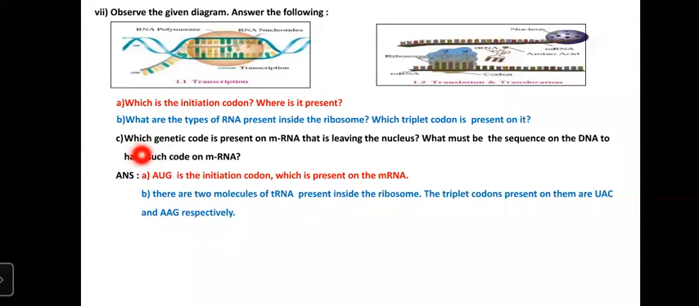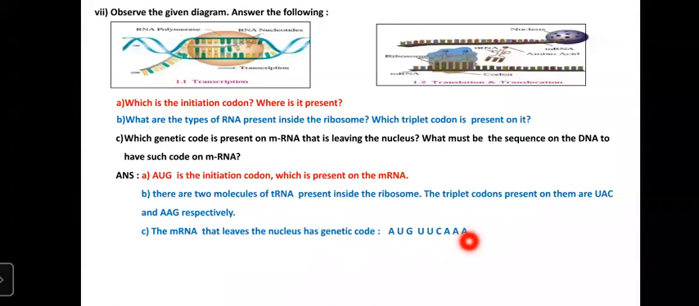Third question, see, which genetic code is present on mRNA that is leaving the nucleus? And what must be the sequence on the DNA to have such code on mRNA? Got it? So the answer for the third question, first part, which genetic code is present? The genetic code on mRNA is AUG, UUC, AAA. And what must be the sequence on the DNA? Accordingly the sequence on DNA should be TAC AAG TTT. Always remember the sequences. Now this is the expected answer.